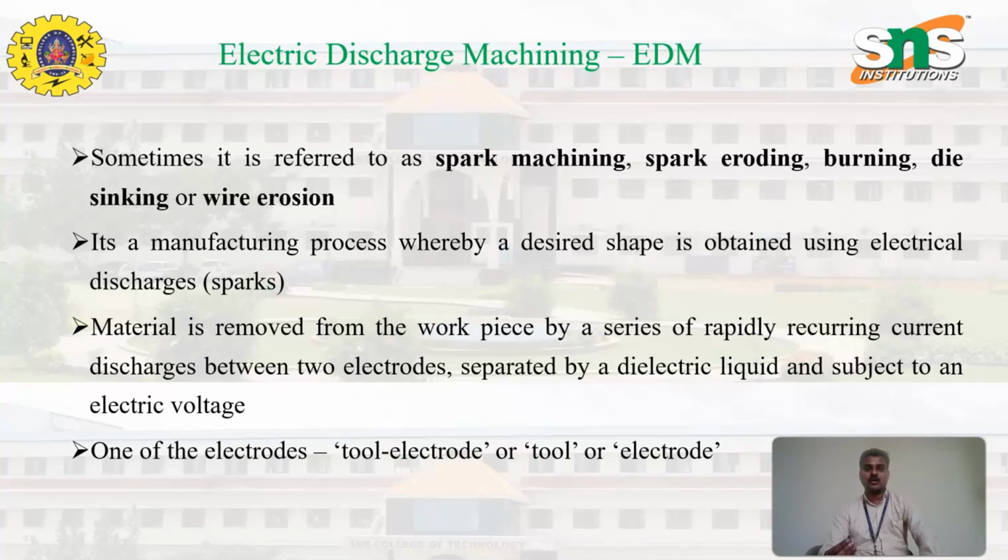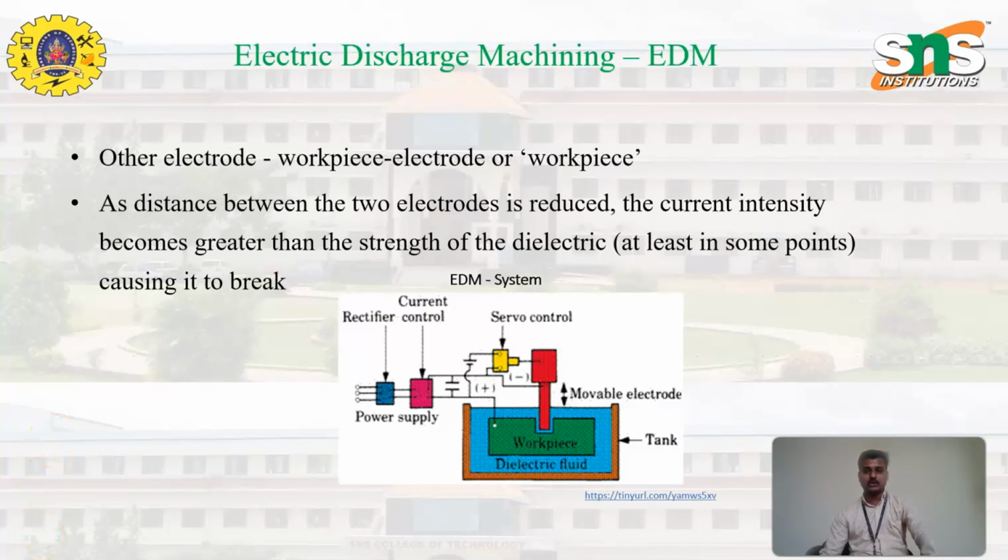It is a manufacturing process whereby a desired shape is obtained by using electrical sparks, where the electrical sparks are the main tool and the material is removed with the help of these sparks. This machine is mainly used for removing material from workpieces by a series of rapidly recurring current discharges between two electrodes. One is the tool electrode and the other is the workpiece electrode. When the distance between the two electrodes is reduced, the current intensity becomes greater than the strength of the dielectric, which causes it to break.